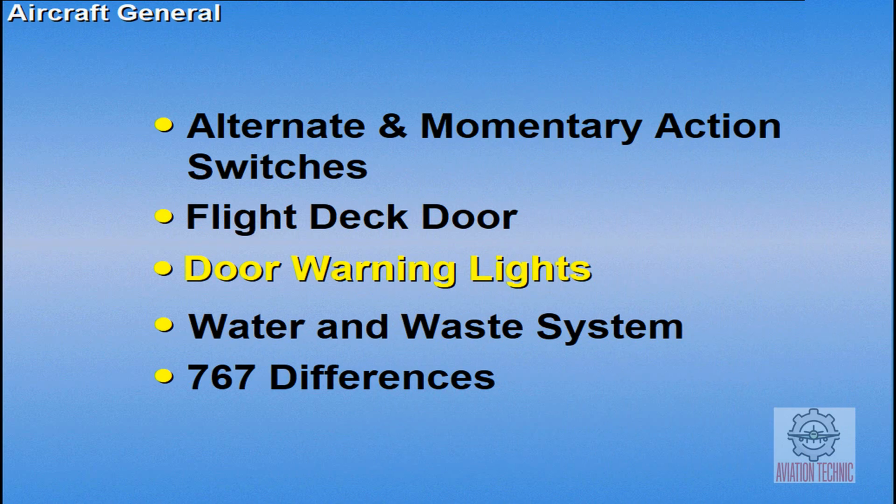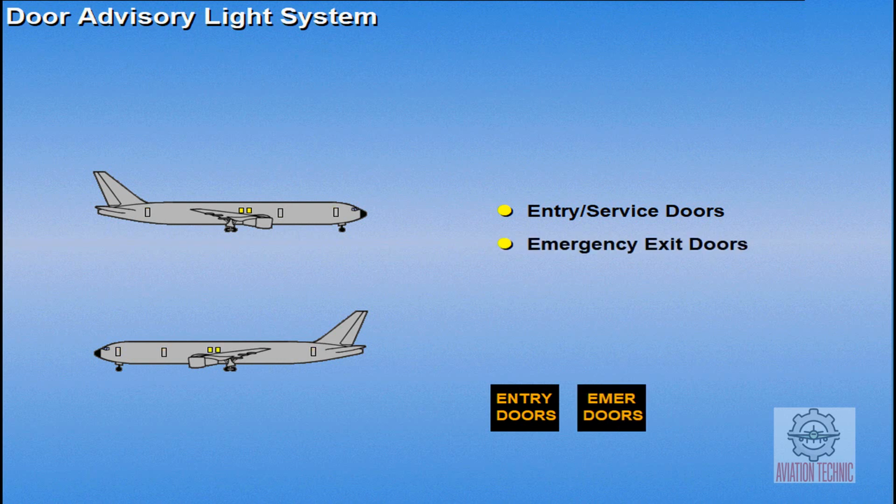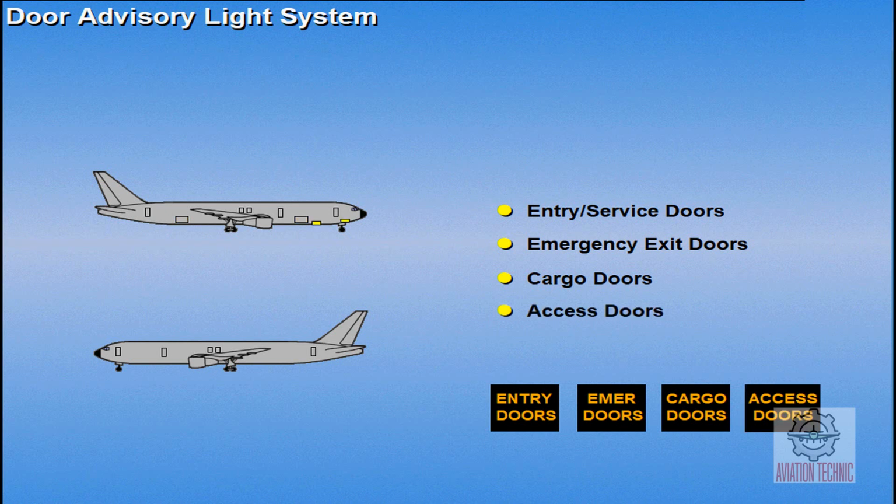Next, let's discuss the door advisory lights. The door advisory light system provides security warnings for the entry and service doors, the emergency exit doors, the cargo doors, and the access compartment doors.